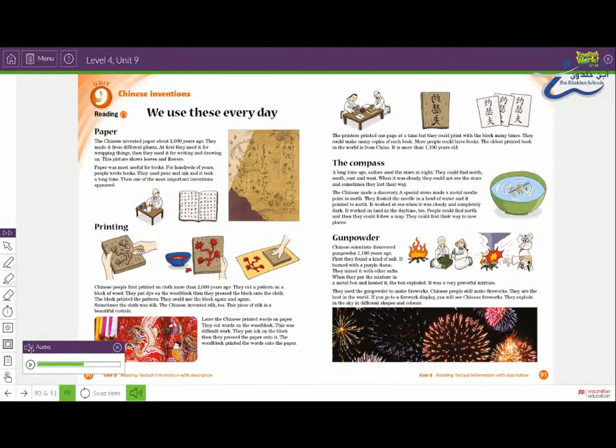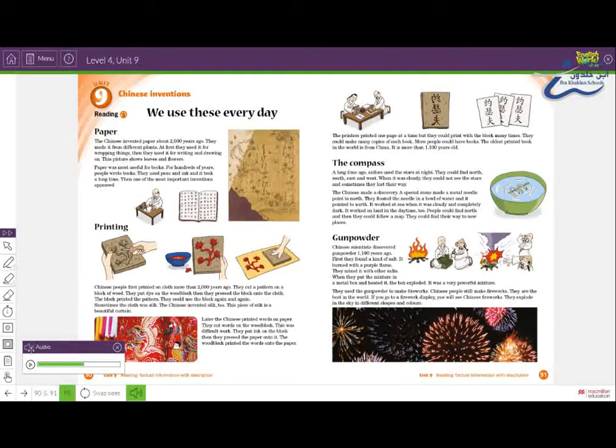Question number 2. What 2 things did they use for printing on paper? The answer is ink and a wood block. Okay?